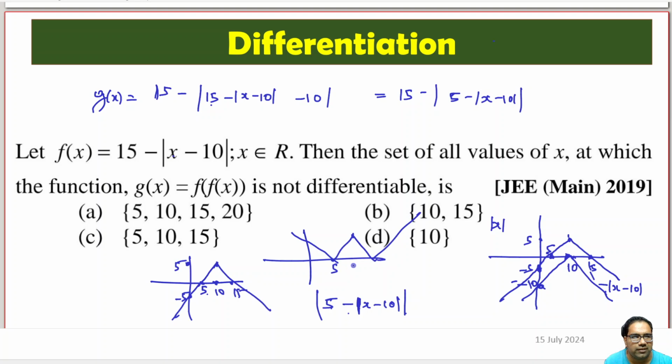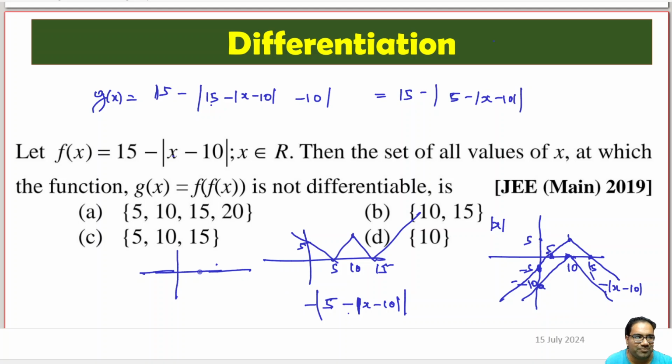What does that mean? This is 5, this is 10, this is 15, and this is again 5, right? This is absolute value of 5 minus absolute value of x minus 10. Now we want negative of this, right? We want negative of this graph. What is negative of this graph? The entire graph flipped with respect to the x-axis.